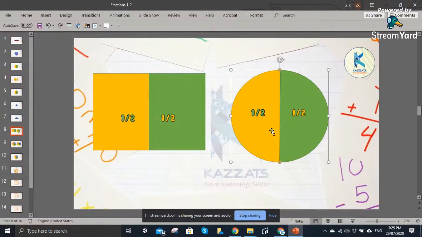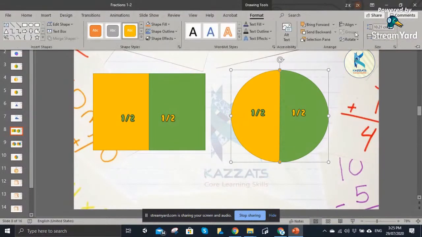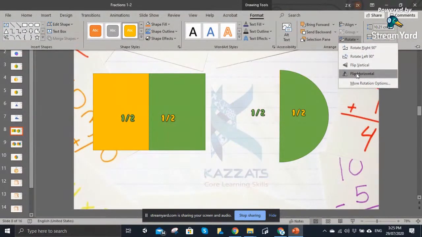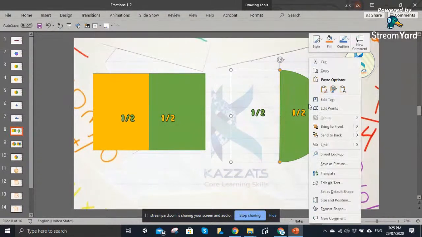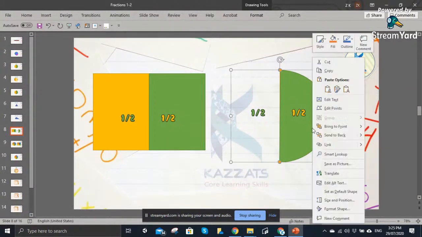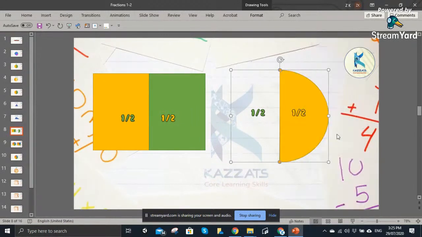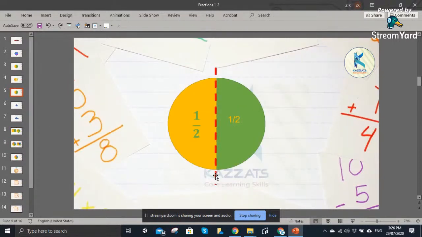Like we were talking about this shape, if I just flip this shape again, can you see no yellow part is shown over here? If I send this back, that means it is exactly overlapping this shape. So this is called the line of symmetry, as I've shown you over here. This part is called half and this part is called half.